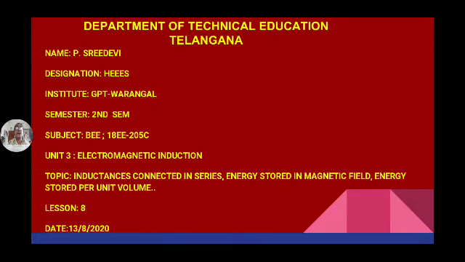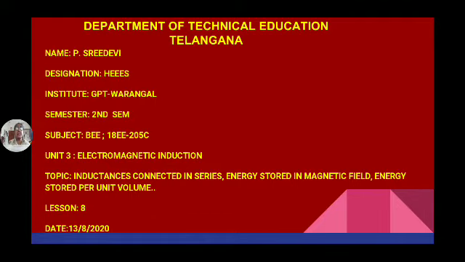So presently we are in electromagnetic induction chapter, third chapter, and the first two units are covered. The first one is the magnetic effect of electric current, and the second one is the magnetic circuits. Third one is the electromagnetic induction.